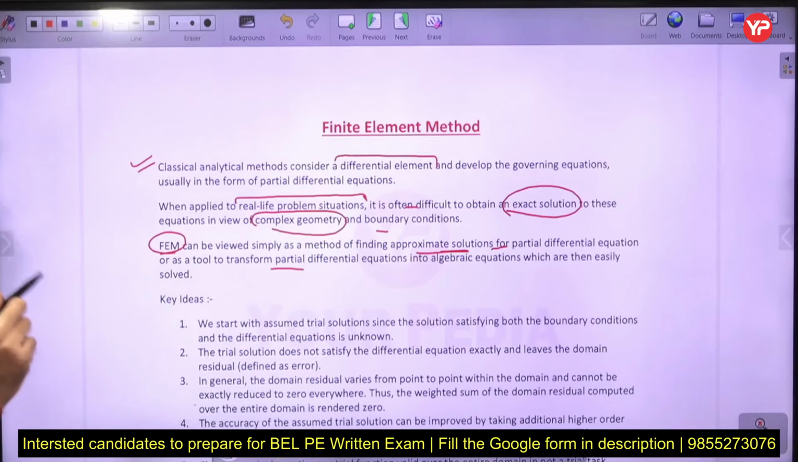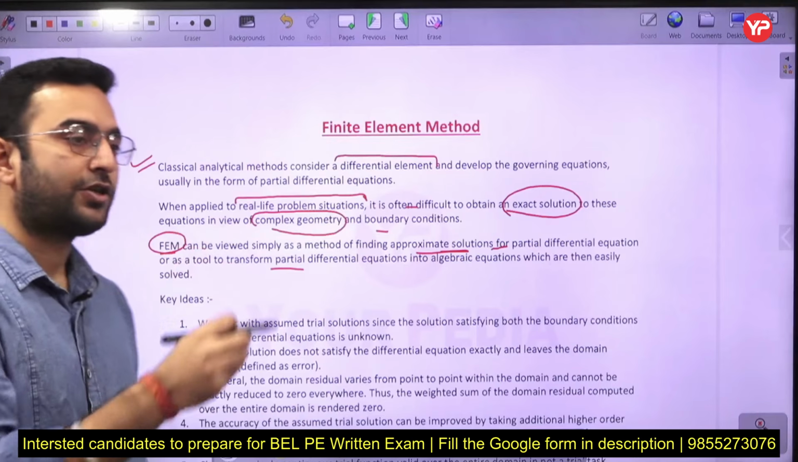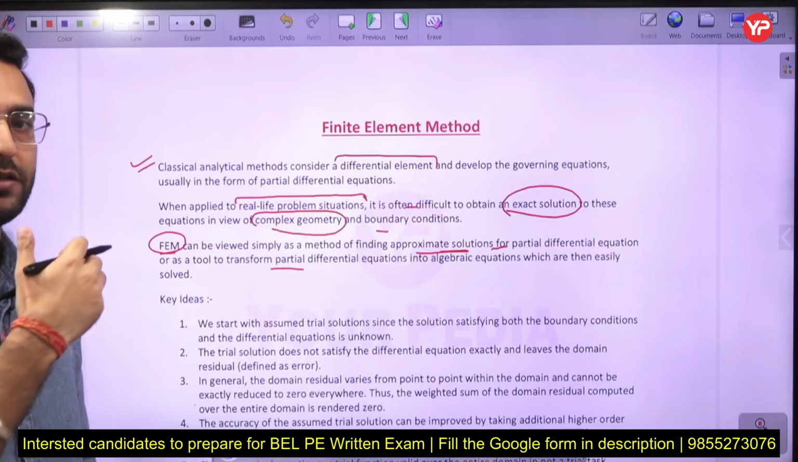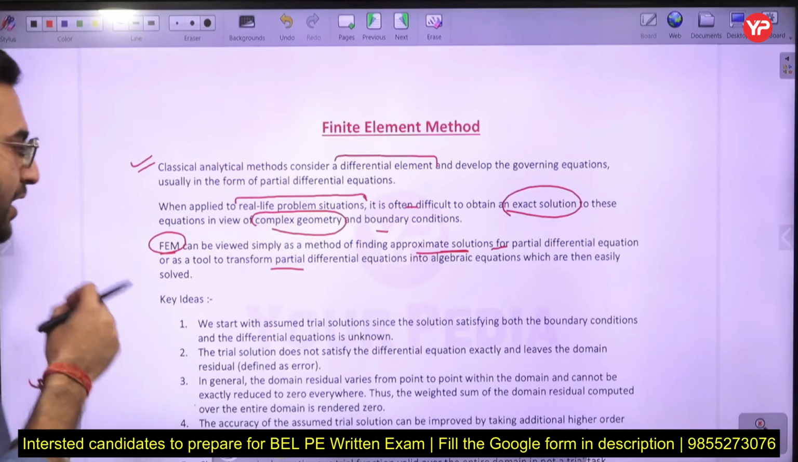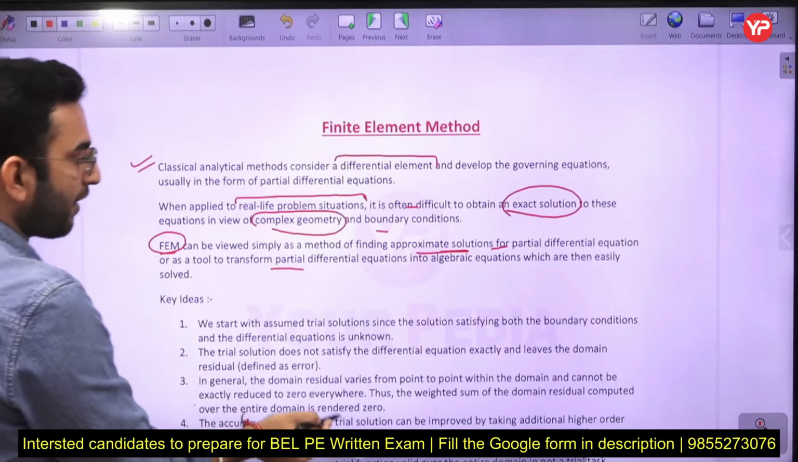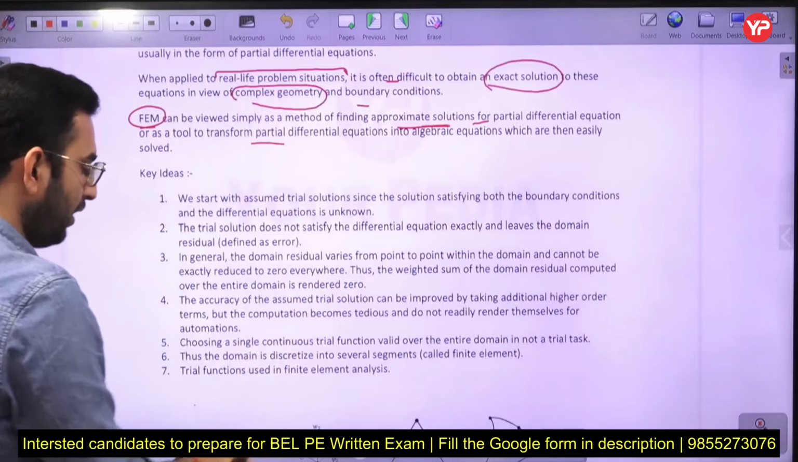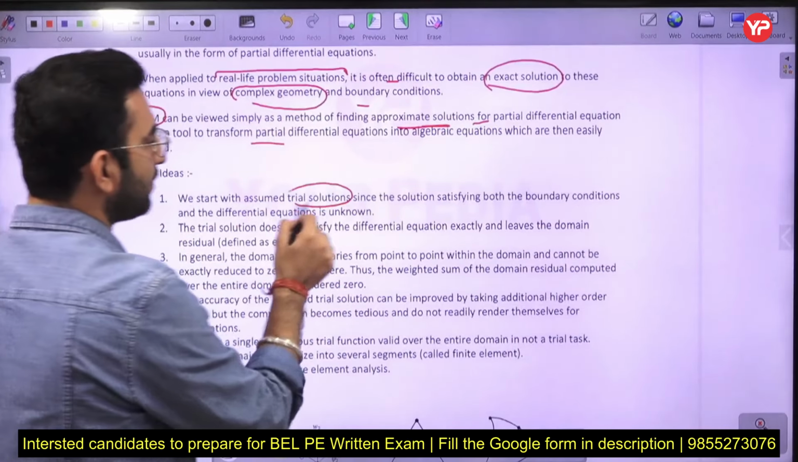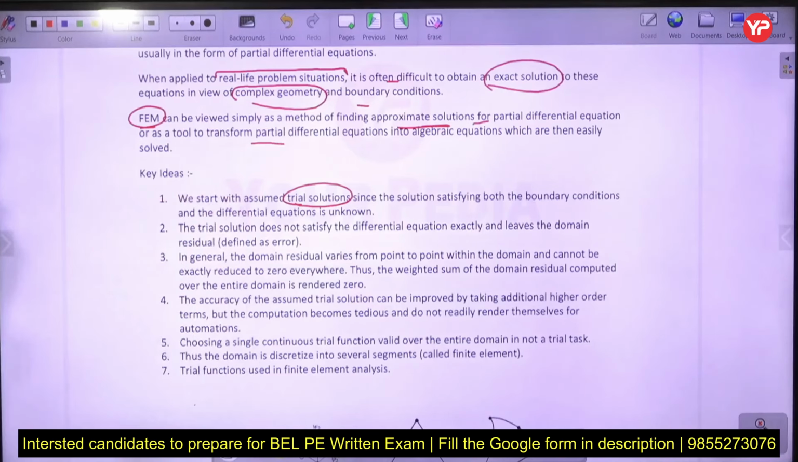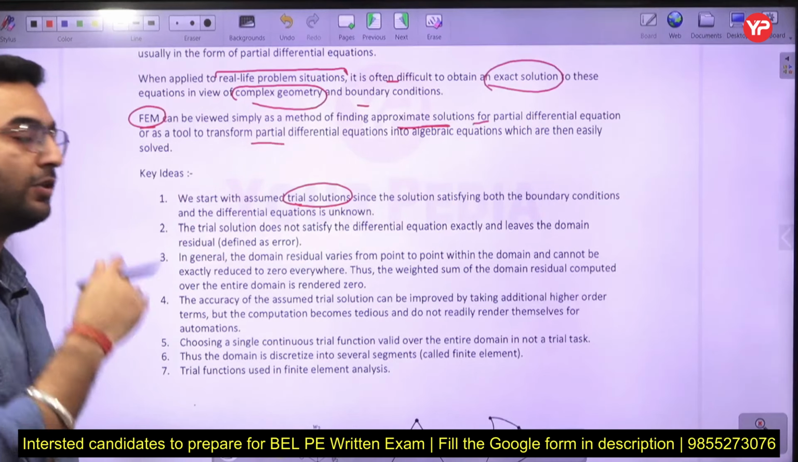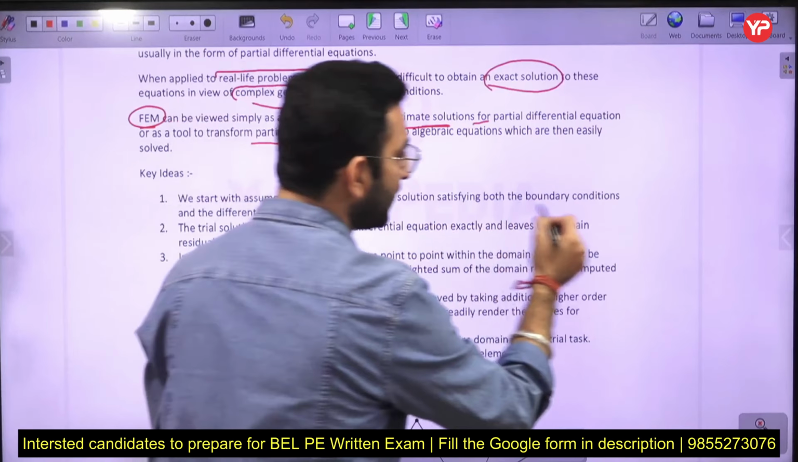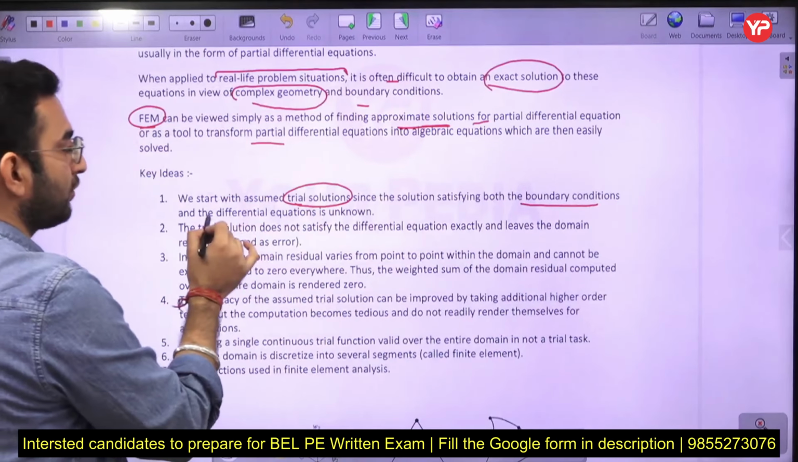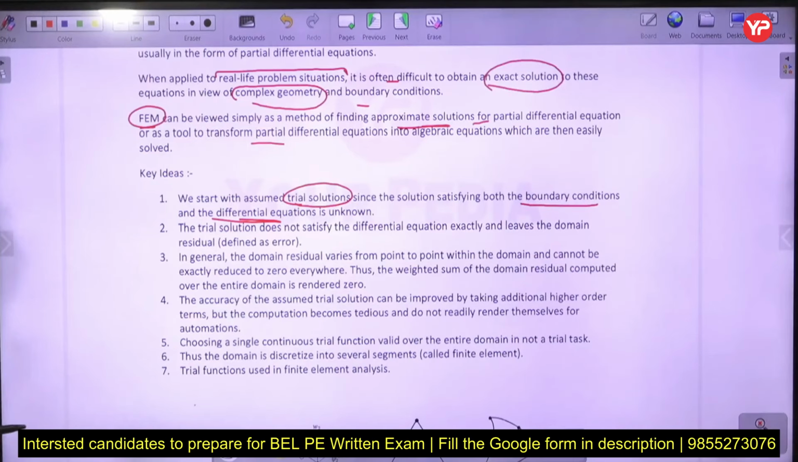First of all, as I have told you, in the classical analytical methods we define the governing differential equation. Now in this case, we start with trial solutions. We have to ensure that the trial solution we are assuming satisfies the boundary conditions. Along with that, it should solve the differential equation.